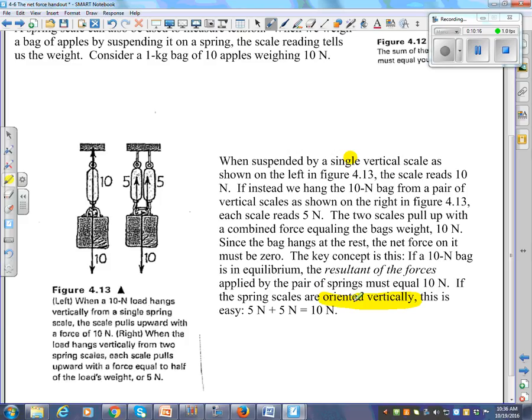This is all about vector components. Will, you're not watching. Come on, Will. Put it away and focus.